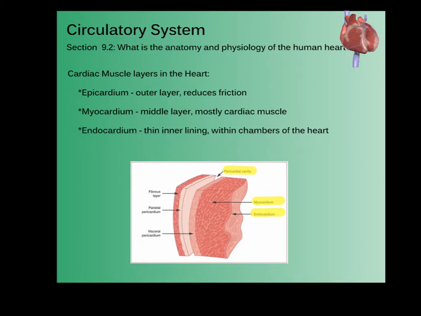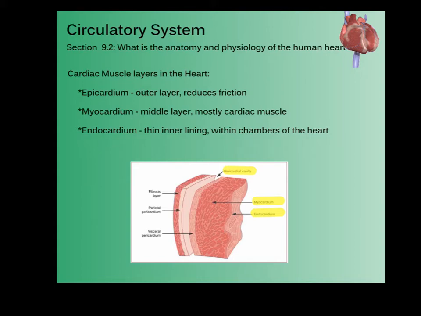The epicardium, which is that outer layer. And again, it's not shown in this picture, but it's going to be in contact with that visceral pericardium. There's the myocardium, which is the middle layer, and that's mostly cardiac muscle. As you can see here, these are considered muscle cells as we move out through parts of the heart. And again, cardiac muscle is very similar to smooth muscle and skeletal muscle, but also has some subtle differences.